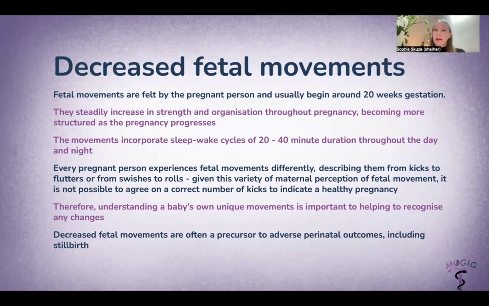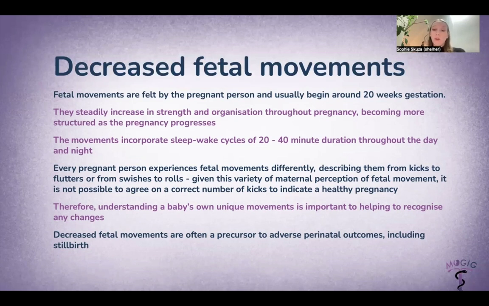The movements incorporate sleep-wake cycles of 20 to 40-minute duration throughout the day and night, and every pregnant person experiences fetal movements differently, describing them from kicks to flutters or from swishes to rolls. And given this variety of maternal perception of fetal movement, it's not really possible to agree on a correct number of kicks to indicate a healthy pregnancy. So therefore, understanding a baby's own unique movements is really important to helping recognize any changes.